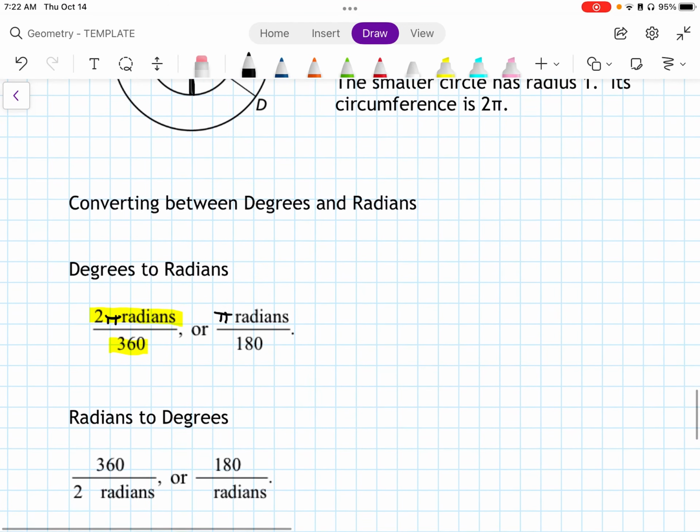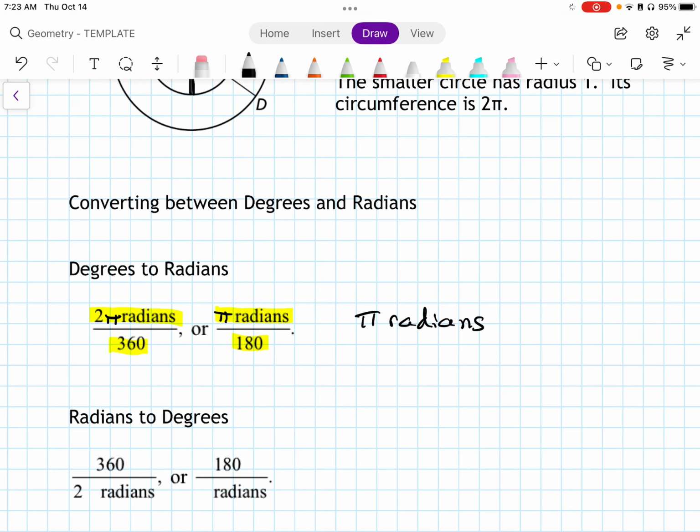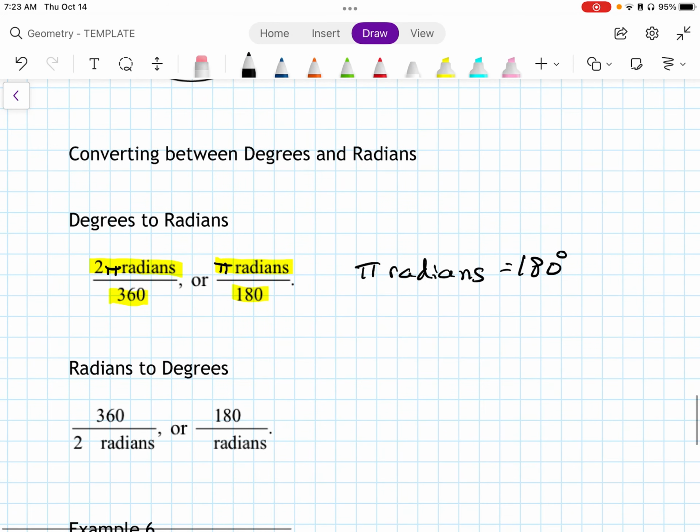We could divide by 2 on both of these, and we would get pi radians over 180, right? So that would be something to remember. Pi radians equals 180 degrees, right? That's a good conversion factor that we should remember, and then we can use. And then from radians to degrees, it just says it in reverse. You'd have 360 over 2 pi radians, or 180 over pi radians, right? And I'm going to show you a way where we could just basically use that idea, and we'll be able to know what we're doing.